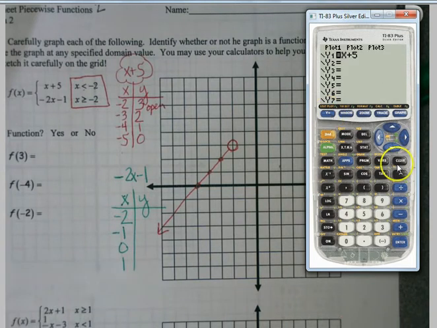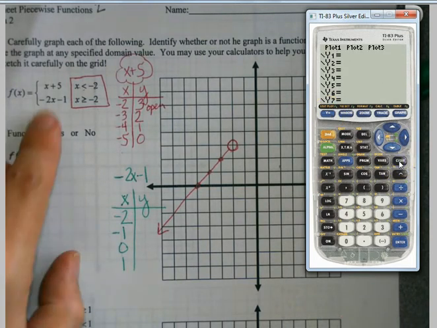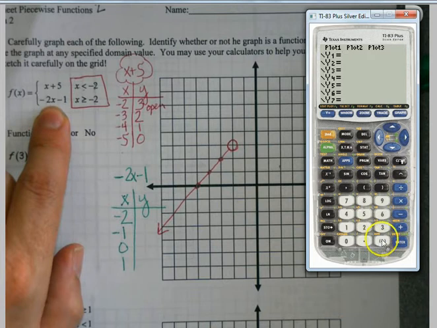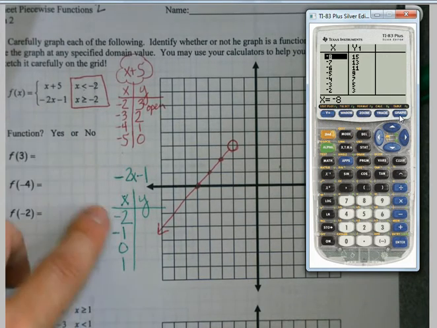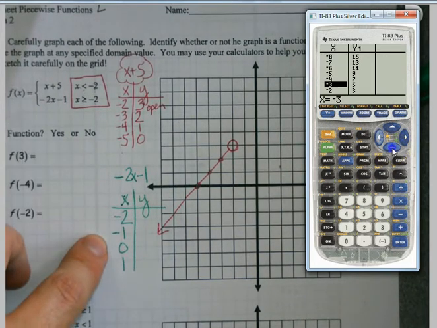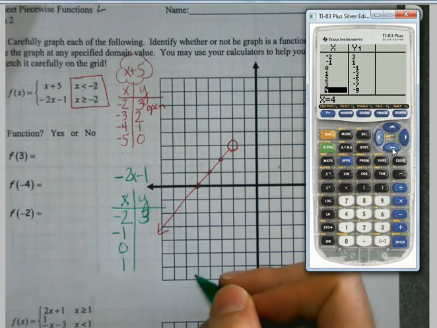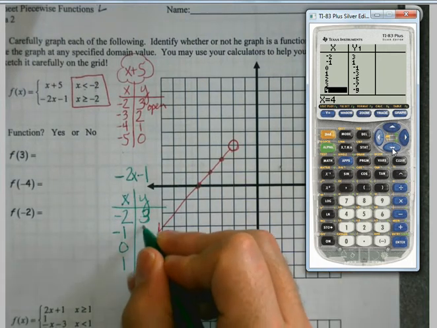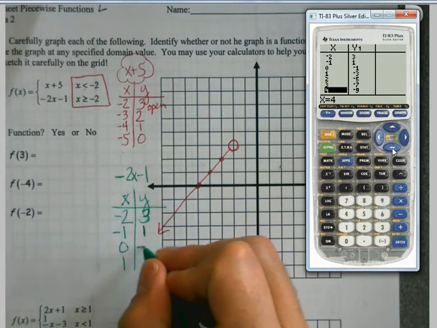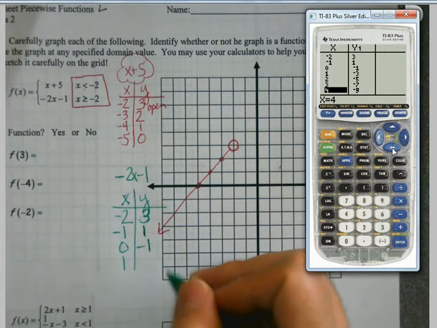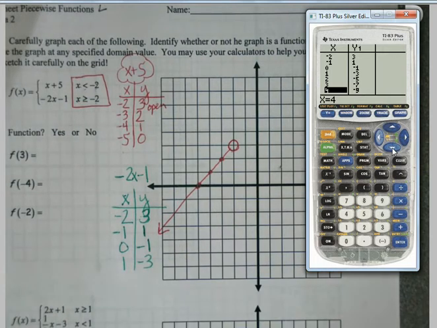So we just go back, and I've moved down to the bottom one now. Negative 2x minus 1. And again, I just want the values that I have here in my chart. So now I've got to come down this way a bit. There we go. At negative 2, we've got 3. At negative 1, I've got 1. At 0, it's negative 1. And at 1, it's negative 3.